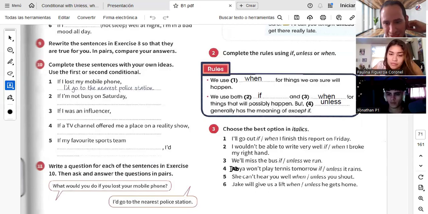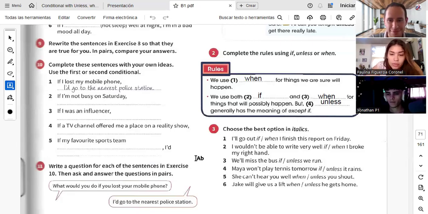Okay, Maya won't play tennis tomorrow unless it rains. A menos que llueva. Maya no podrá jugar, no podrá o no jugará tenis mañana a menos que llueva. Okay, if it rains. Thank you so much. Well done, Jonathan. Remember, making mistakes is the best way to learn. Well done. Paulina, please, number five.